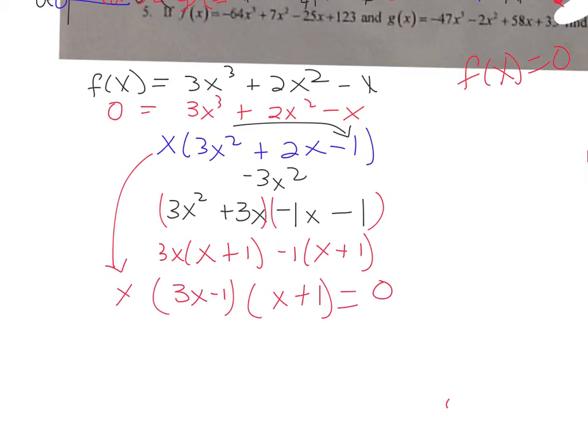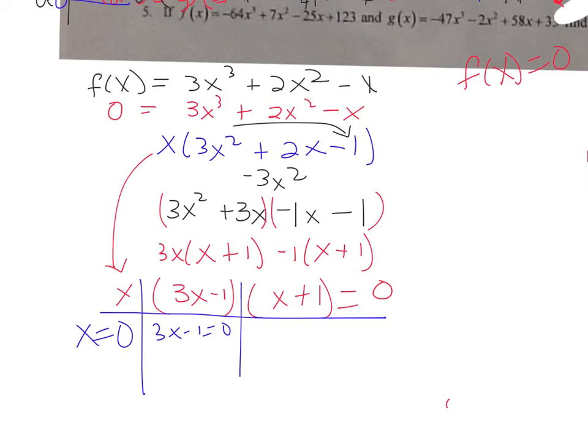That's your factors. Now, when you want to find the zeros, you make your t-chart. These are my factors. We have x is equal to 0. We have 3x minus 1 equals 0, so add 1, divide by 3, x is equal to 1/3. And if this is my factor, we get x is equal to negative 1.